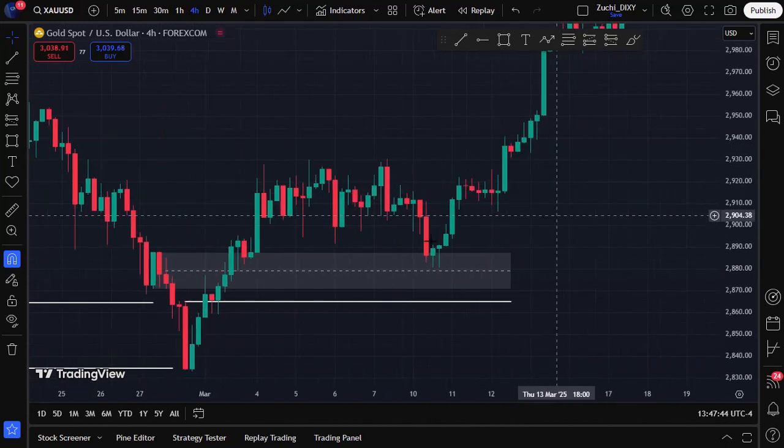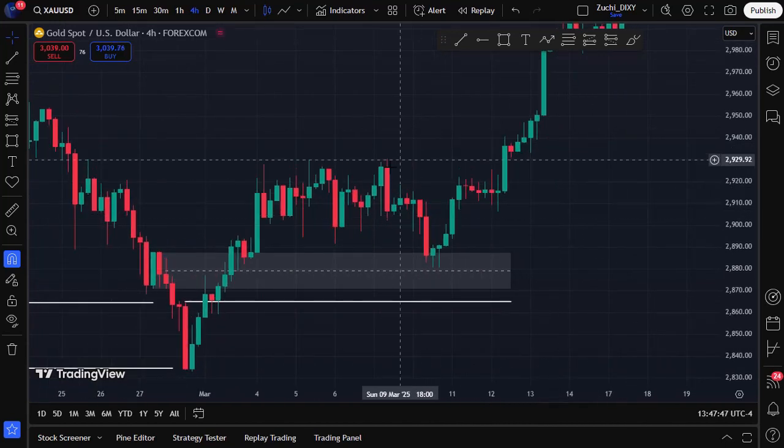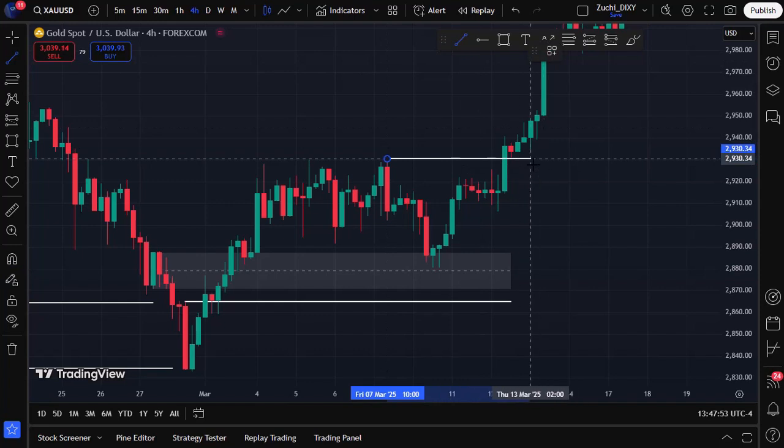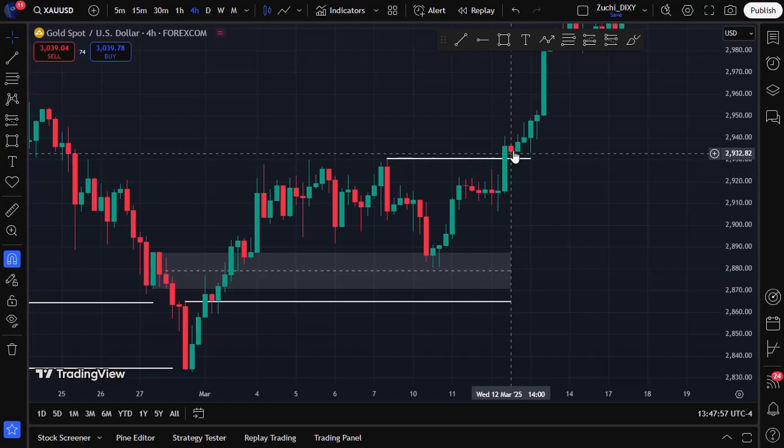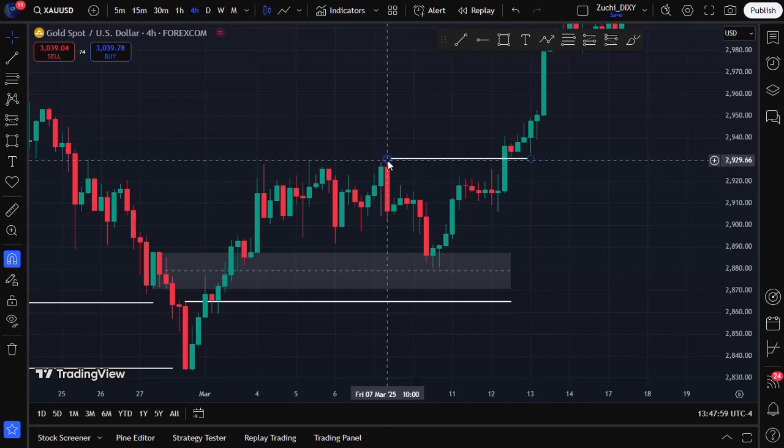For example, if we have missed out on this entry here and you see price break above this old high over here, what you simply need to do is make sure, whether on this time frame or on a lower time frame, that you let price come back, tap into this old high here, and you are going to be buying from that place.